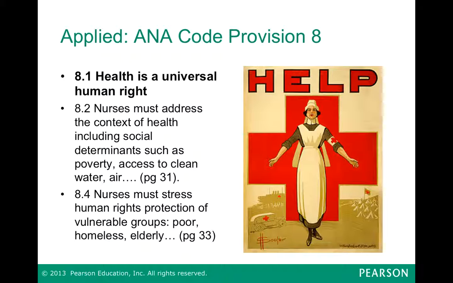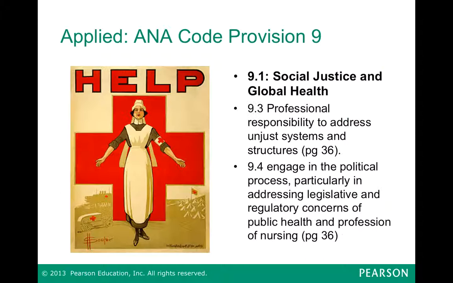So, two applications to the Nursing Code of Ethics. I was looking at Provision 8, which really dictates this idea of health as a universal human right. And in condition number 2, nurses must address the context of health, including social determinants, such as poverty, access to clean water, air, and it goes on with a longer list. And secondly, nurses must address human rights, protection of vulnerable groups, the poor, the homeless, the elderly. So again, recognizing those disadvantaged groups that might need particular care.